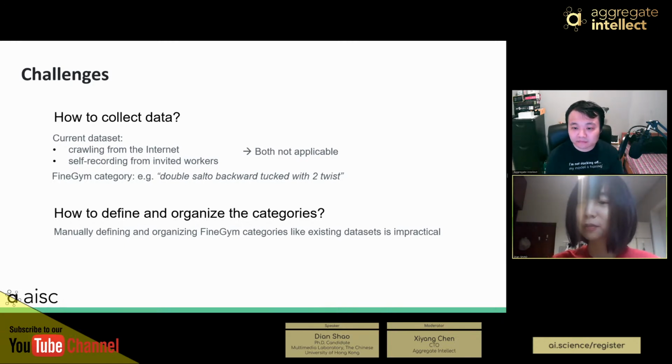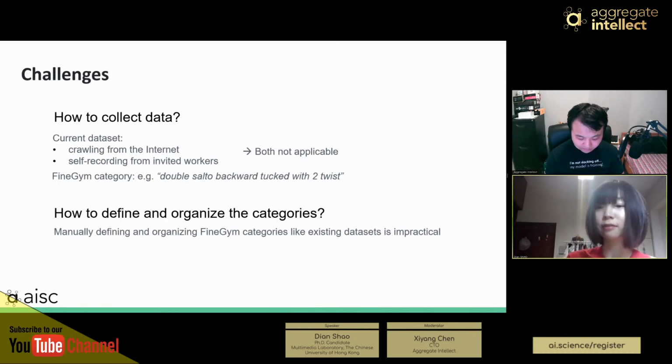The first way functions well when collecting coarse-grained data, but when it comes to very fine-grained levels, such as, I write it here, double solo backward tucked with two twists, the retrieved results hardly match the query exactly. If it's convenient for you, you can just search on YouTube now. You can see the returned videos and check whether the content matches the query. According to my experience, the retrieved results are far from satisfactory and usually suffer from low resolution and other problems.